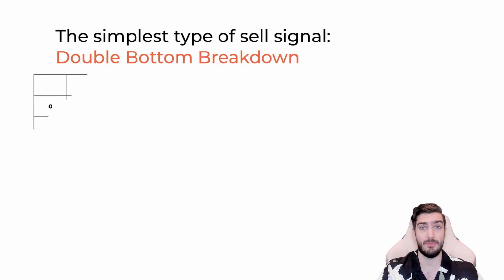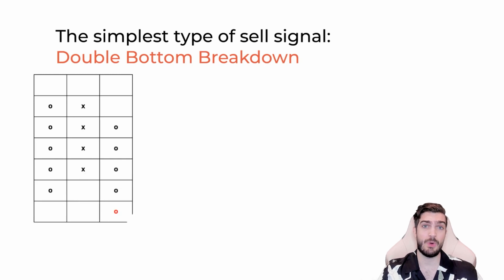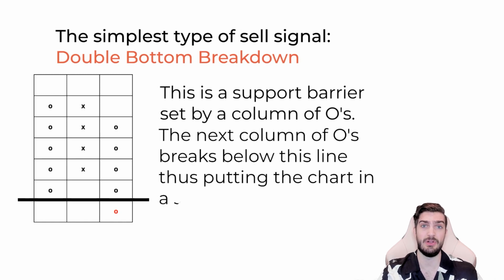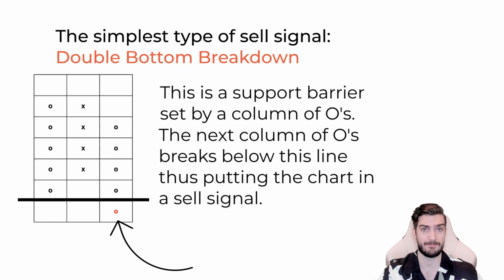First, we have the double bottom breakdown. This is where we have a support barrier that was formed by a column of O's, with the next column of O's going below that previous support barrier.